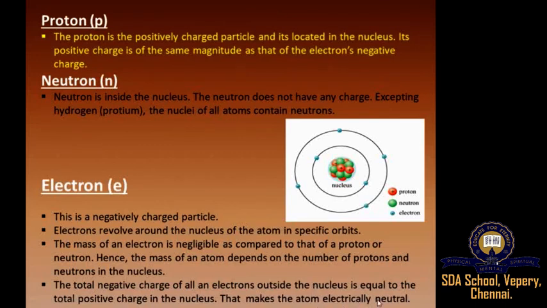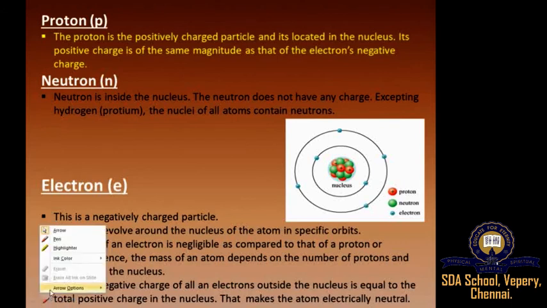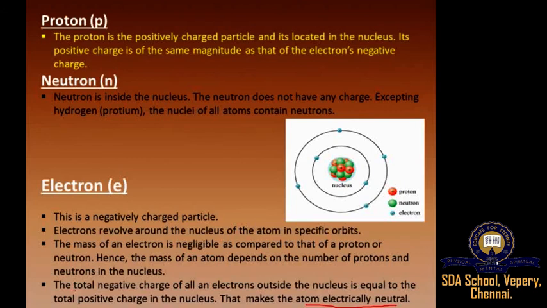Atom is electrically neutral because the total negative charge of the electrons outside the nucleus is equal to the total positive charge in the nucleus. That is, the total negative charge of the electrons is equal to the total positive charge. Therefore, atoms are electrically neutral.